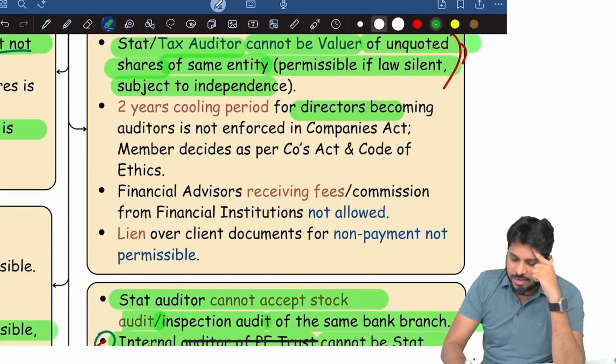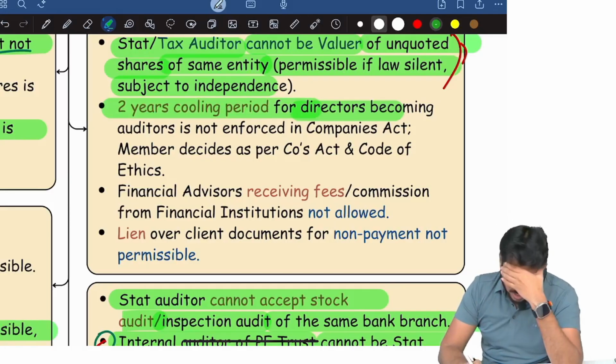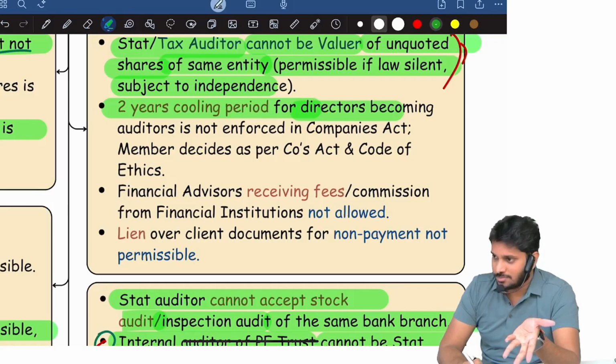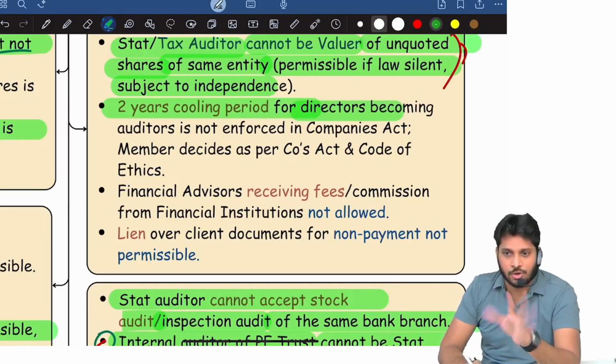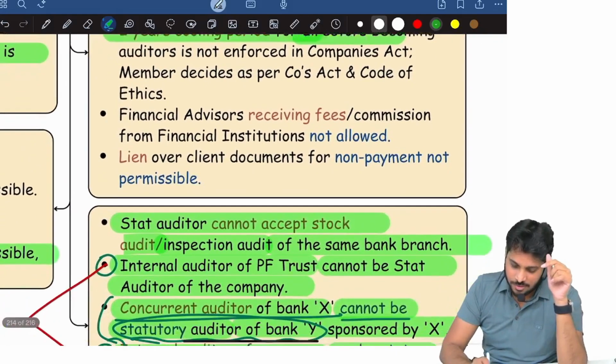And once you become a director in a company, after coming out, you need to have a 2 year cooling period. Remember, recently one circular also came on this, very recent. This is not compulsory to follow. They told very recently not compulsory to follow, but that is not mentioned in the CA Institute book, so you have to feel that it is compulsory.